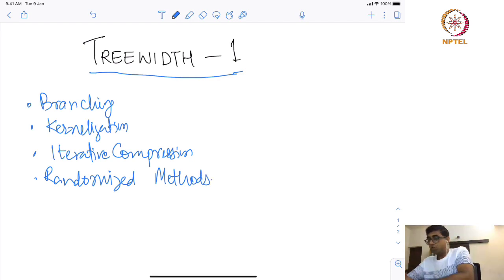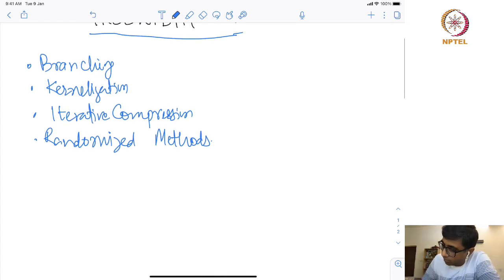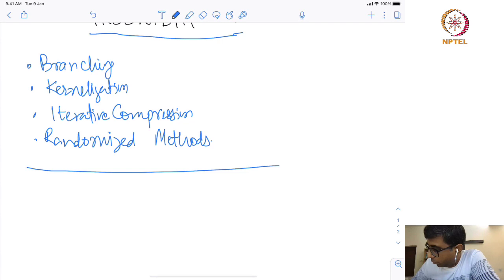In the next 2 weeks, we will be doing another important technique in parameterized complexity, which is called tree width. Before we come to the definition of this new technique, we will go back and start looking at, or design, an algorithm for another problem.